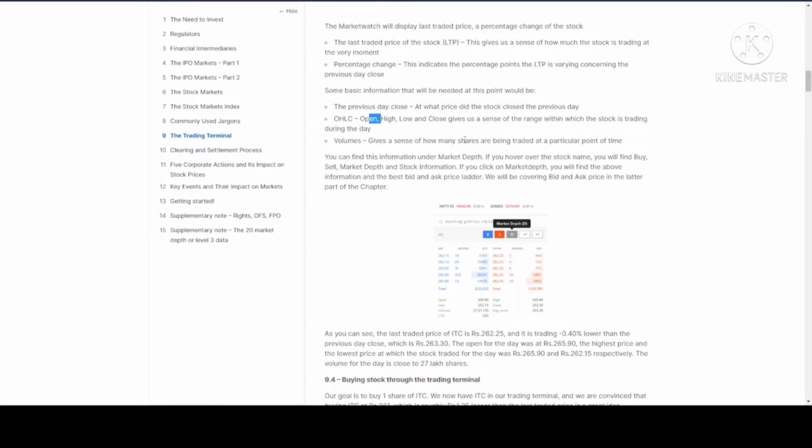If you click on market depth, you will find the above information and the best bid and ask price ladder. We will be covering bid and ask price in the latter part of the chapter.